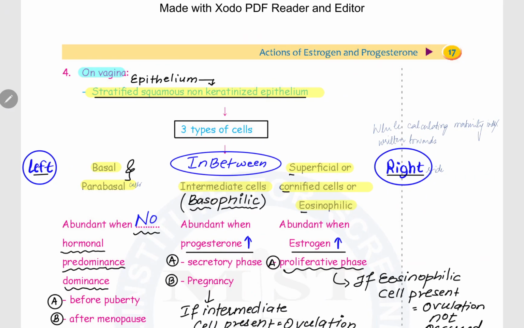Okay. On vagina, first of all, the epithelium of vagina is stratified squamous non-keratinized epithelium. It's not keratinized. Now we have three types of cells in vagina: basal and parabasal cells. In between we have intermediate cells, and then we have superficial or cornified or eosinophilic cells.